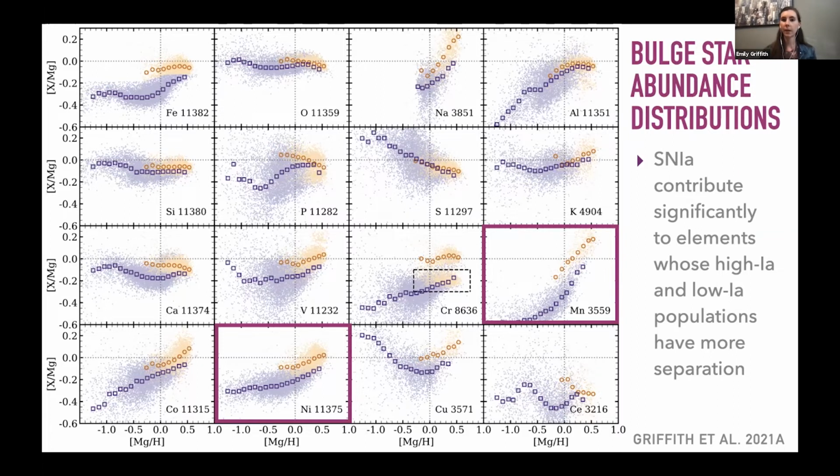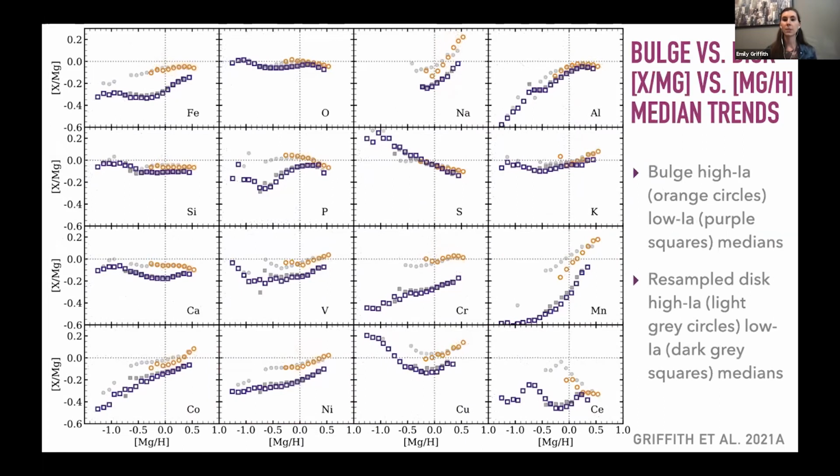We can then compare these median trends to the median trends of our disk. So again, the bulge high Ia is in orange, low Ia is in purple, and the disk population medians are the gray points that are plotted underneath. And for almost every element, you can see that the median trends are basically overlapping, which is awesome and suggests that we could extend the conclusions from the Weinberg paper to the inner galaxy.